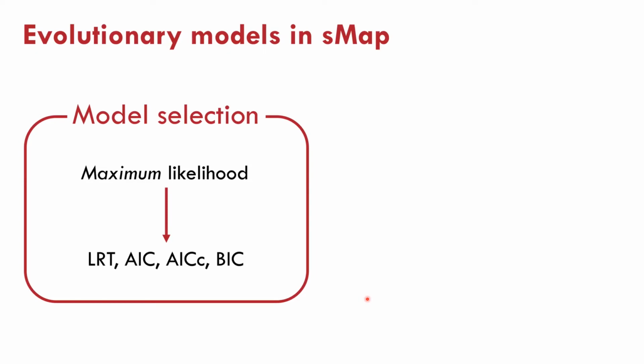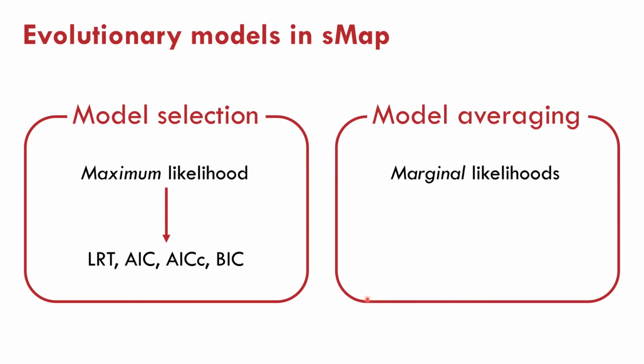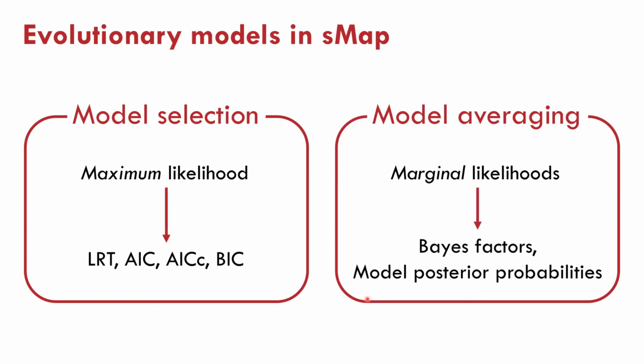of these criteria. Alternatively, in sMap, you can do model averaging by computing marginal likelihoods for each model that you're interested in, and then using these marginal likelihoods to compute Bayes factors or posterior probabilities for each model. And if you compute the posterior probabilities, then you can use them as weights to average the results obtained with different models. In this way, you can address the uncertainty in the model specification by using these posterior probabilities for the different models.